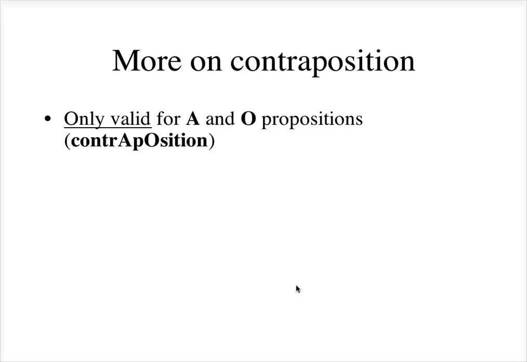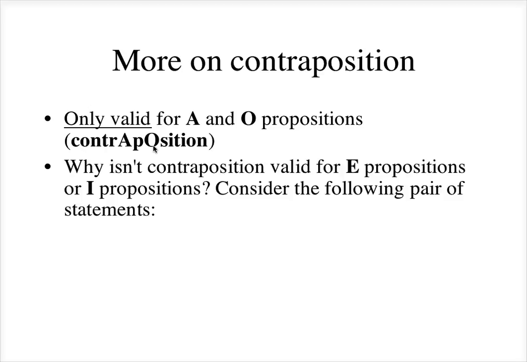Some more things about contraposition. Contraposition is only valid for A and O propositions. And like conversion, we can use the same kind of mnemonic. We take the second two vowels, and we note that they are in the word contraposition, and we note that they are the types of categorical propositions that contraposition is valid for. I use that to help me remember.